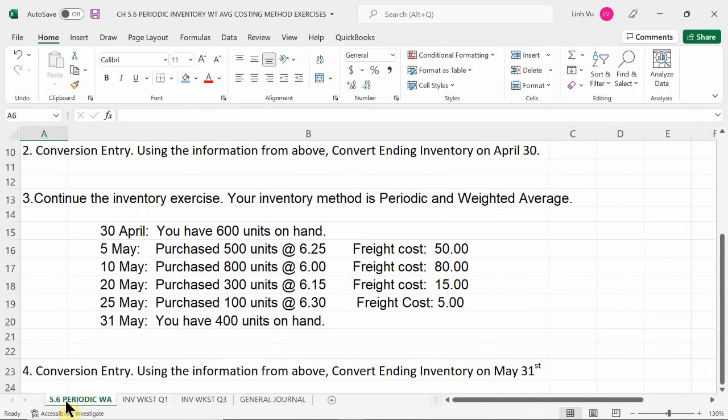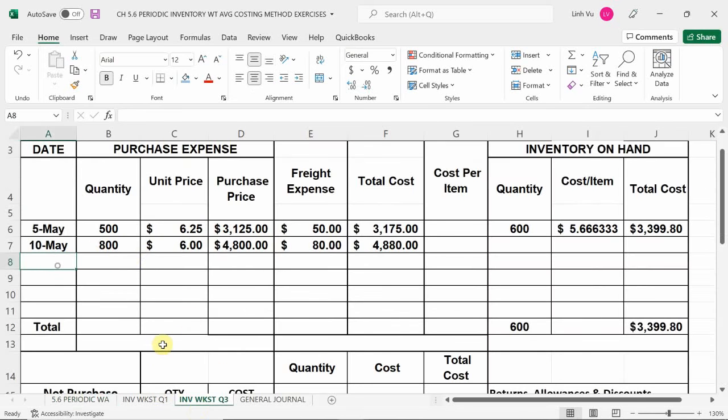You've got your May 20th. You end up purchasing 300 more units at $6.15 with a freight of $15. So May 20th, we got 300 units at $6.15 with a freight of $15. The purchase price is 1,845. Okay, good. Plus 15 makes it 1,860. Good, right? 1,860.